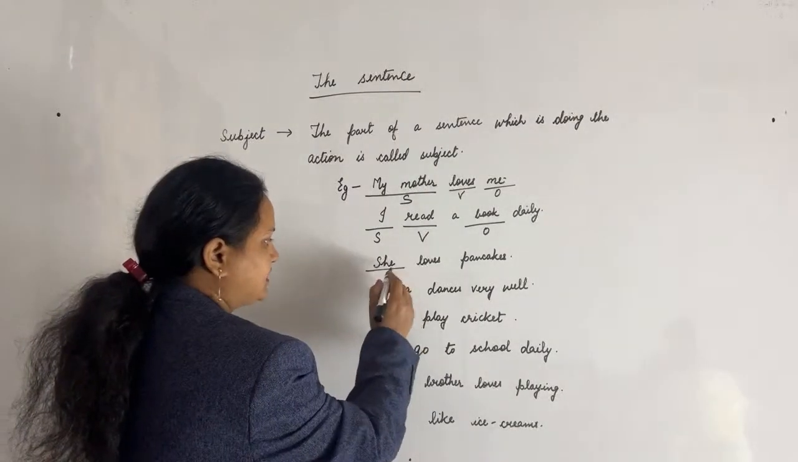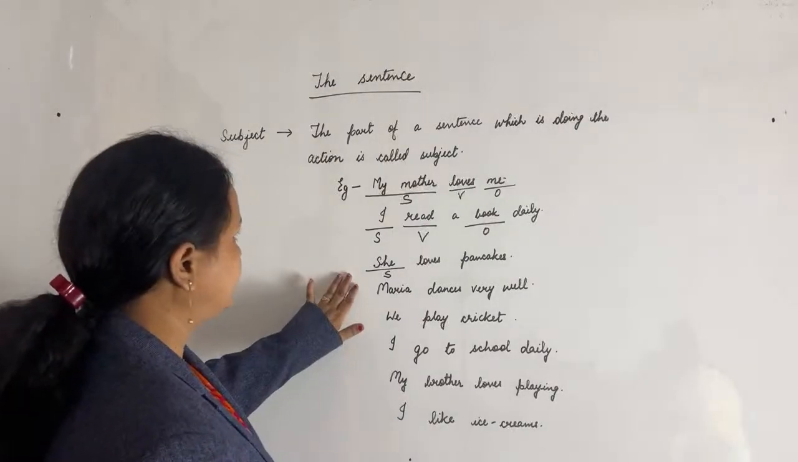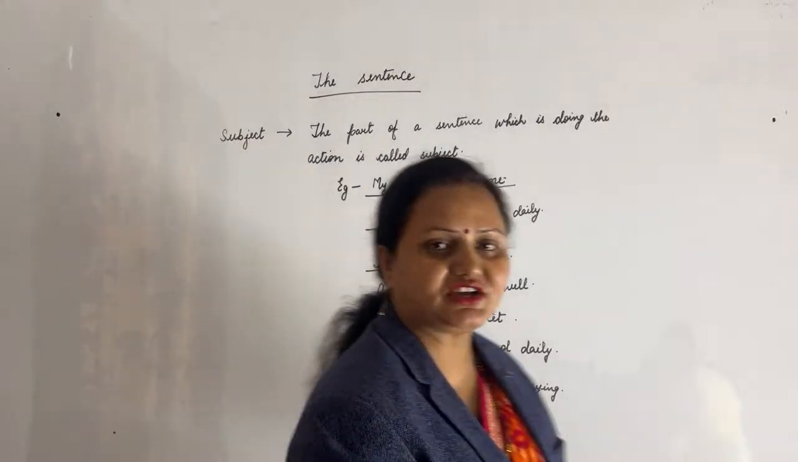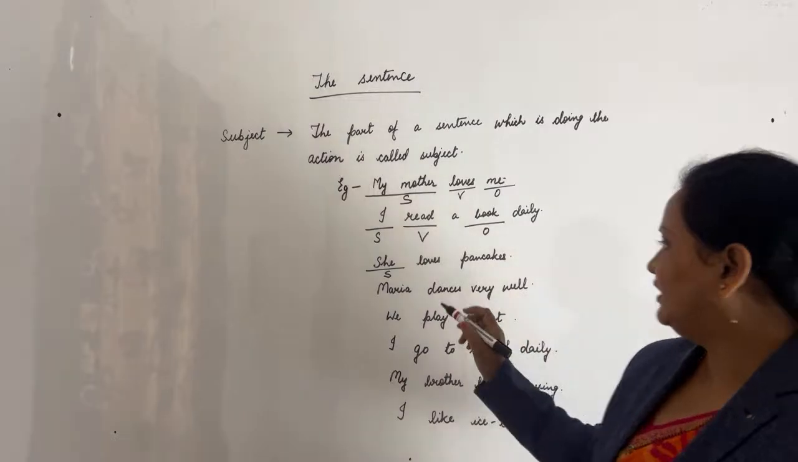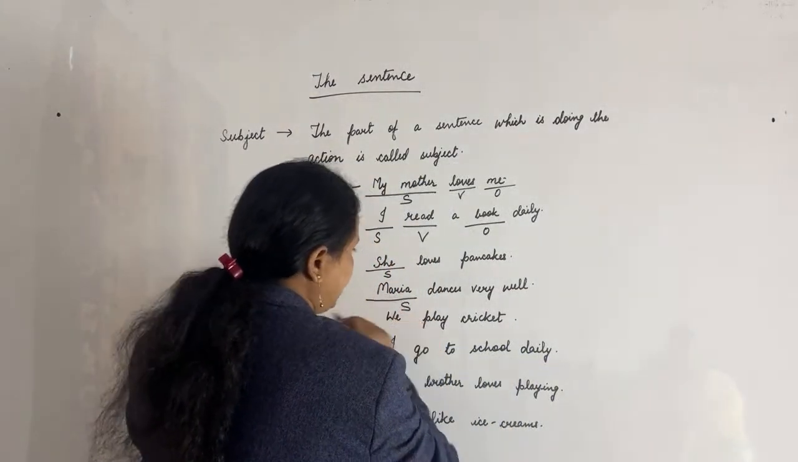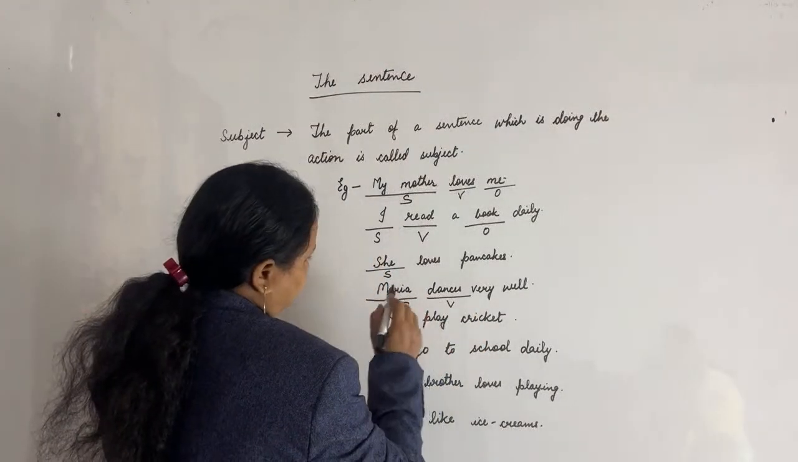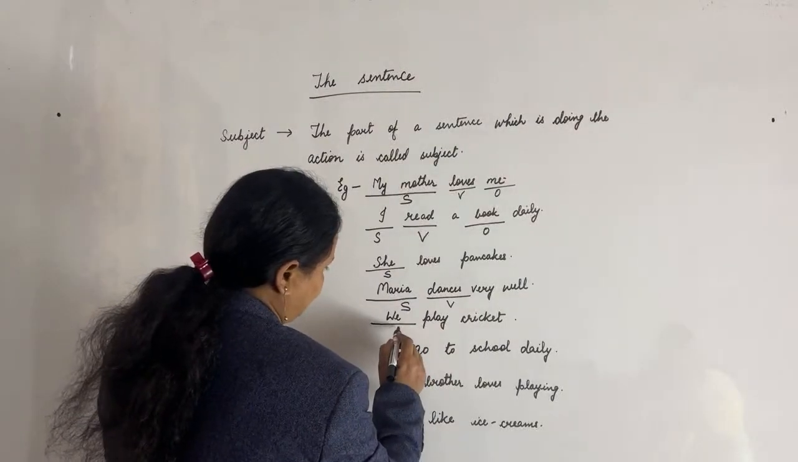In the first sentence, she loves pancakes. She is the subject because she is the doer of the action. So we can say that the subject is the part of a sentence which is the doer of the action. Maria dances very well. Here, who is dancing? Maria is dancing. So Maria is the subject and dance is the verb. So the subject is the part which does the action.